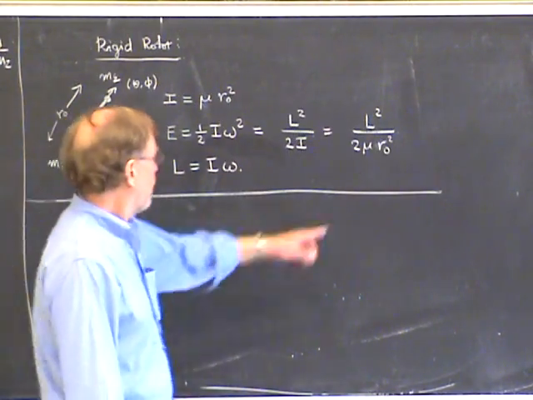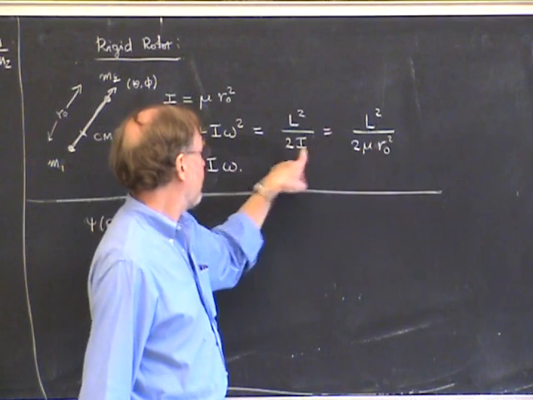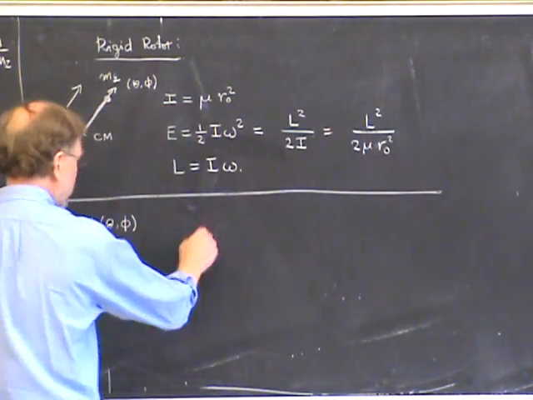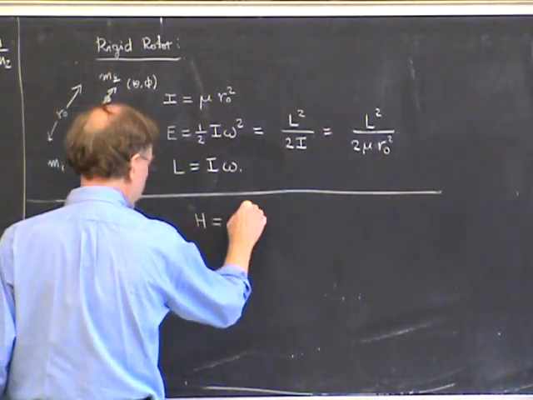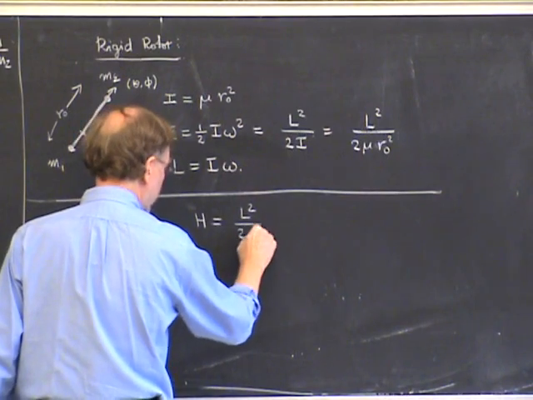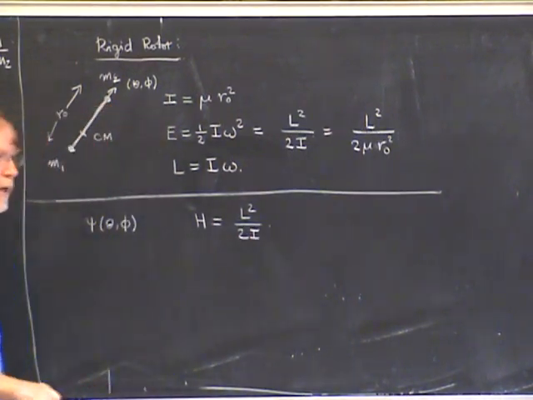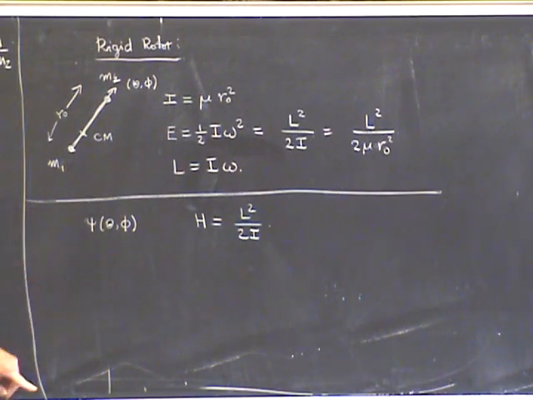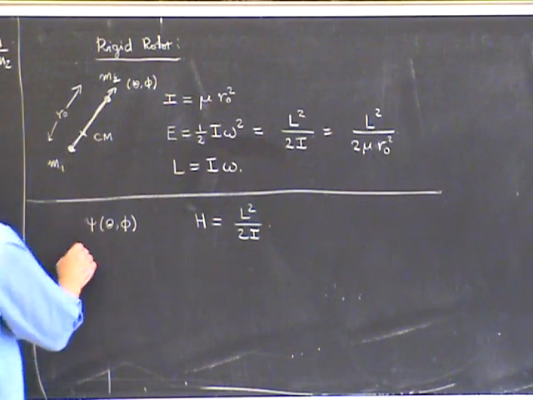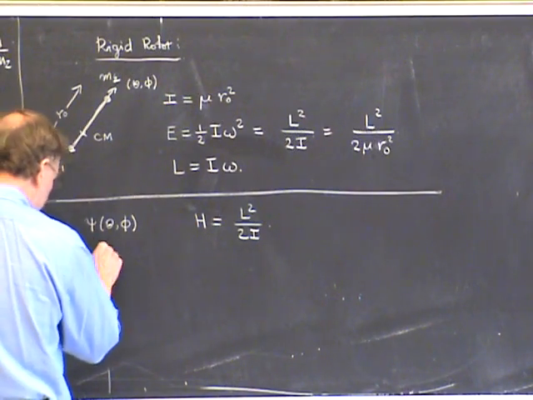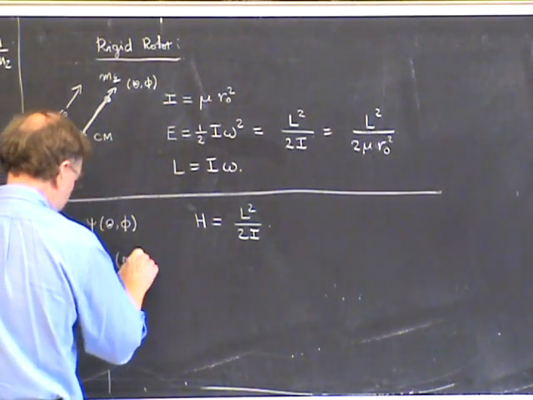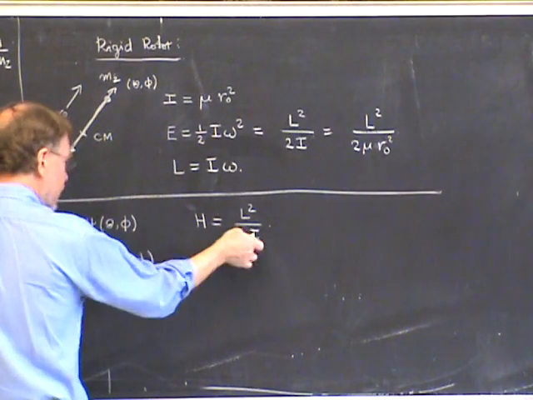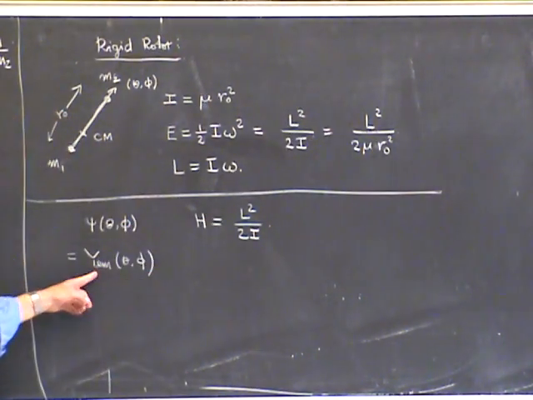Likewise, either one of these two expressions, with the classical energy, suggests that the quantum Hamiltonian should be L squared over twice the moment of inertia, where L is now the angular momentum operator, which we know how it acts on functions on the unit sphere. In particular, we know the eigenfunctions are Y_LM, so the energy eigenfunctions should be Y_LMs of theta and phi. If we let this Hamiltonian act on that, L squared is going to bring out L times L plus 1 h bar squared.